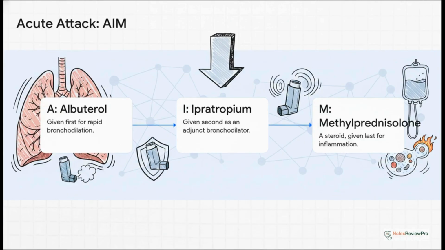A is for albuterol. That's your fastest-acting bronchodilator, so it goes first. I is for ipratropium, another bronchodilator that helps out. That's second. And M is for methylprednisolone, which is a powerful IV steroid to get that inflammation under control. It's last because it's the slowest. For an acute attack, just AIM.